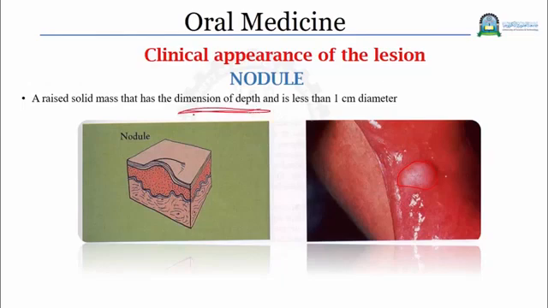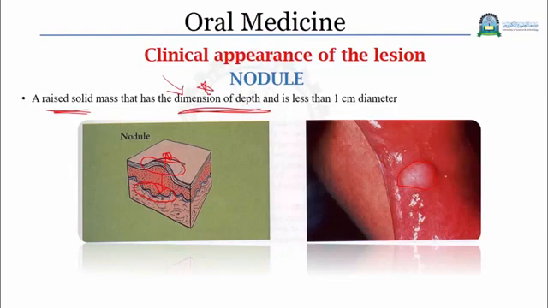Dimension of depth means that it is an elevated lesion, but it extends above and also extends deeply. There is an extension deeply and an extension superficially. So the main important note in the nodule is that it is a raised solid mass and has a dimension of depth.